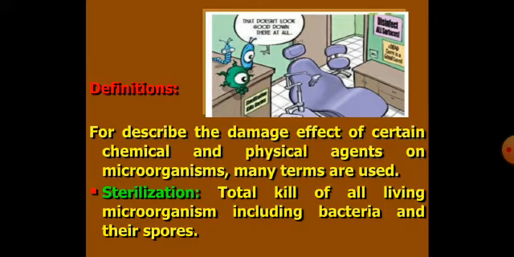To describe the damaging effect of certain chemical or physical agents on living microorganisms, many terms are used. Sterilization. It is a total kill of all living microorganisms, including viruses, fungi, bacteria, and their spores. Spores are a very resistant form of bacteria, and sterilization kills these spores.